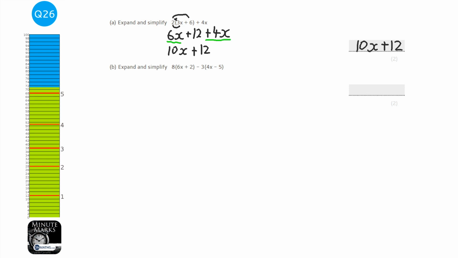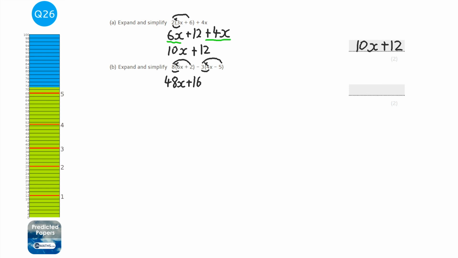Okay, the next one, there's a double smiles and rainbows. We've got one here, put a little times sign there, and we've got one here. So we'll do the first one first. So 8 times 6x, so we do 8 times 6, which is 48, and then we've got the x. Then we do 8 times positive 2, which is 16, so plus 16.